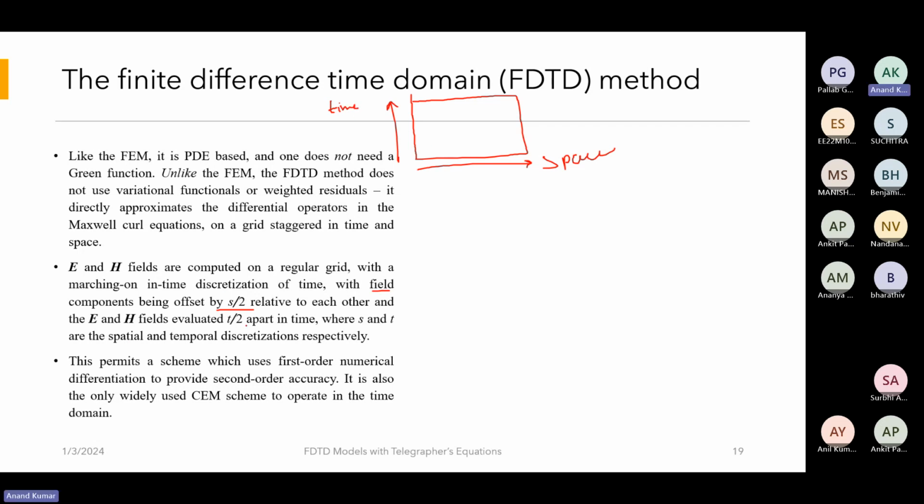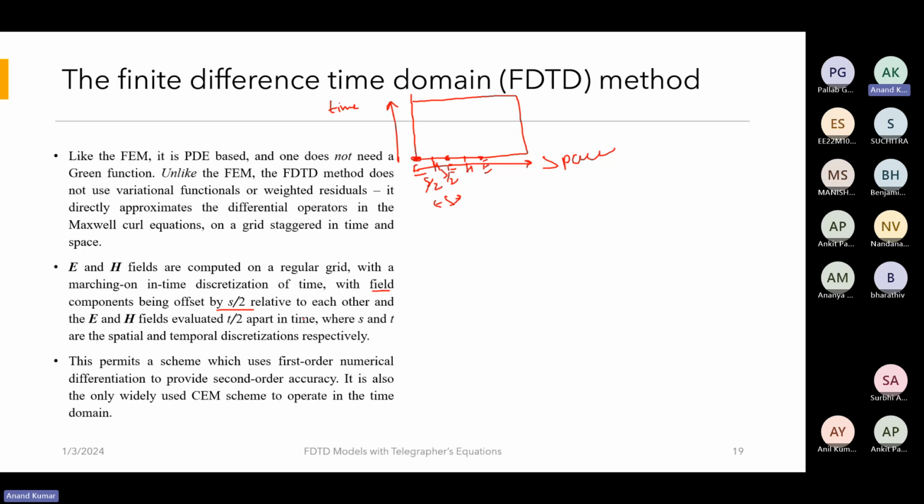And it says that E and H fields are offset by S by 2. So if we are calculating the electric field over here, the magnetic field should be somewhere around here, S by 2 length away. Then the next electric field will be over here, again S by 2 from the magnetic field. Similarly, we will have a magnetic field value over here and an electric field value over here. So basically, the electric field values are one S distance from each other, and the magnetic field values are one S distance from each other.